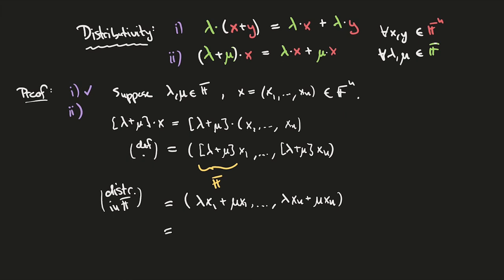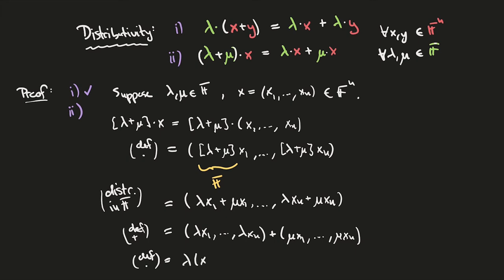Now we can separate out the components containing lambda from those containing mu using the definition of addition in reverse. This gives (lambda x1 up to lambda xn) plus (mu x1 up to mu xn). Finally, we can use the definition of scalar multiplication in reverse to get lambda times (x1 up through xn) plus mu times (x1 through xn), and this is just lambda times x plus mu times x, and this is what we wanted to show.